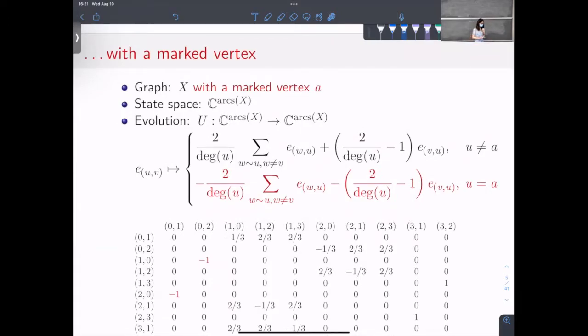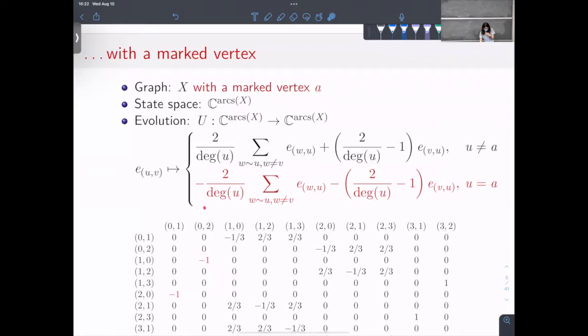But in some cases, we will pick a special vertex and modify the transition matrix a little bit. And this is especially useful if you have a database and you want to look for a certain data point that satisfies some property, then this is equivalent to finding a marked vertex in a graph. So say I have a special vertex a, then in the evolution, if the arc is not leaving the special vertex, then I keep the same image.